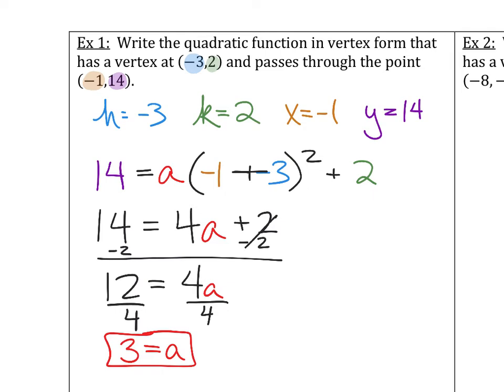A, H, and K. Fabulous. So I'm going to leave y equals. I need a, which is 3. And then leave x, but I'm going to subtract negative 3 square and then plus k, which is 2.